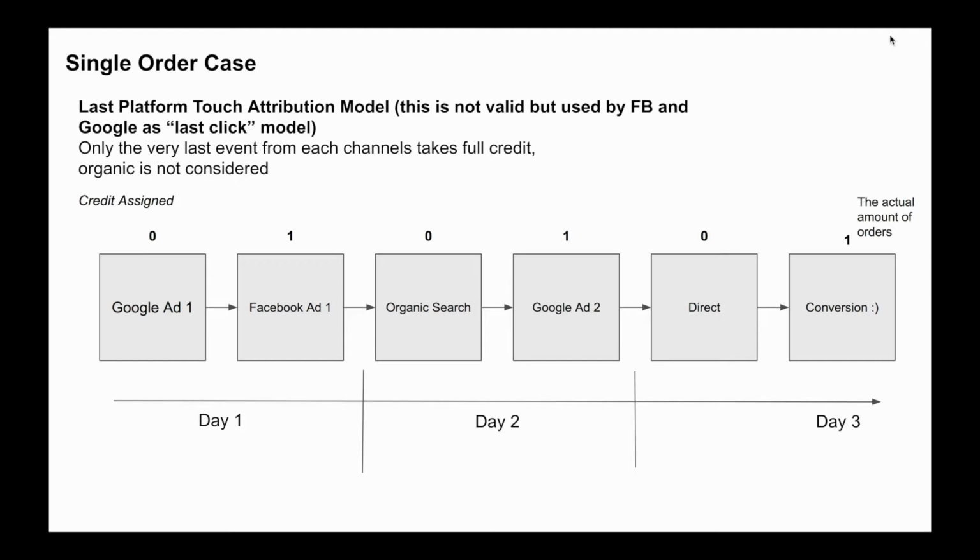So consider, going back to our extreme case that we showed you earlier in the presentation. As you see here, the conversion happened on day 3, but because ads were delivered on day 2 and day 1, the first Facebook ad claimed 1 credit because that's the only ad that happened on Facebook, and Google Ad 2 takes 1 credit because it is the very last ad that was delivered through the Google platform. And as you see here, Facebook and Google will call this the last click model, and it's actually not a last click model, as I will show you later. It is a platform last click model.